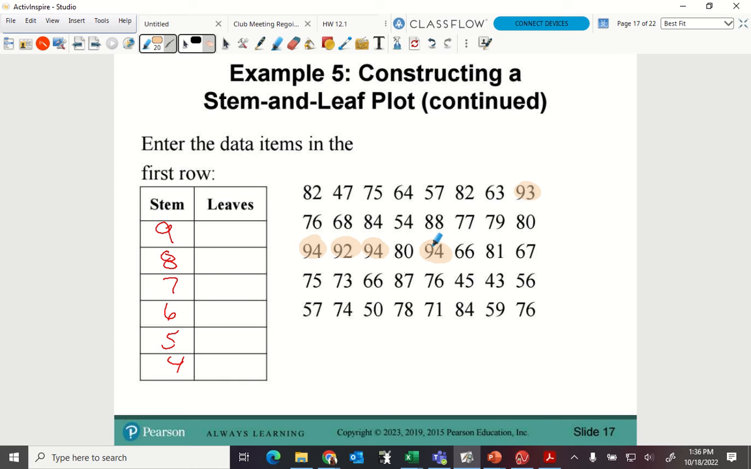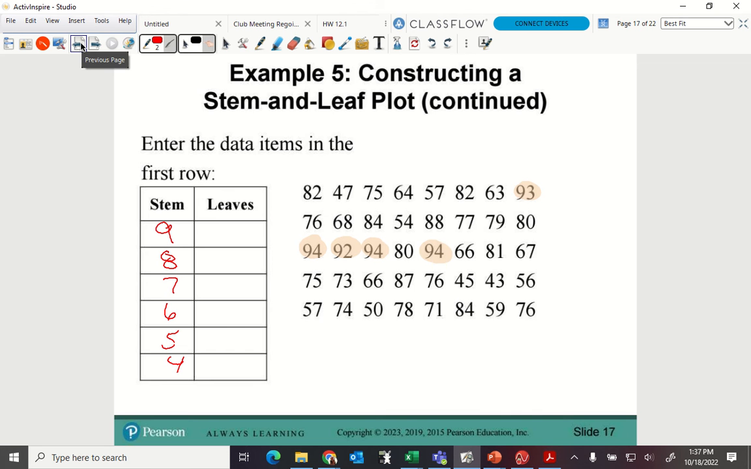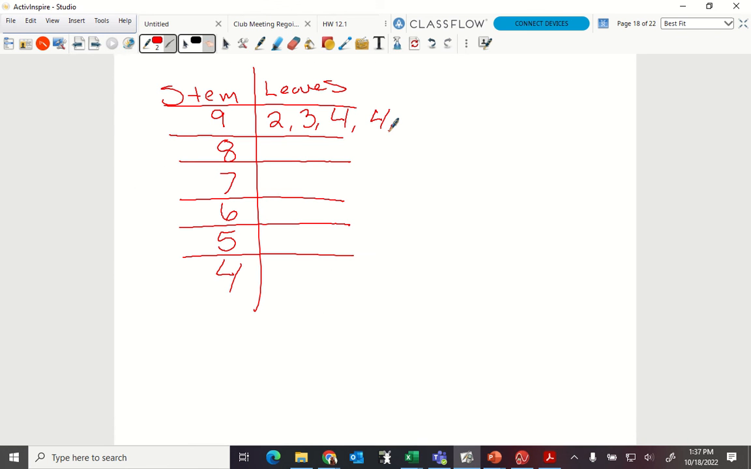So now we're going to put these in order. So it's going to go least to greatest. So I have 92, 93, 94, 94, 94. So it's going to look like this. 92, 93, 94, 94, and what was the last one? I got 3 94s. 3 4s, like that.